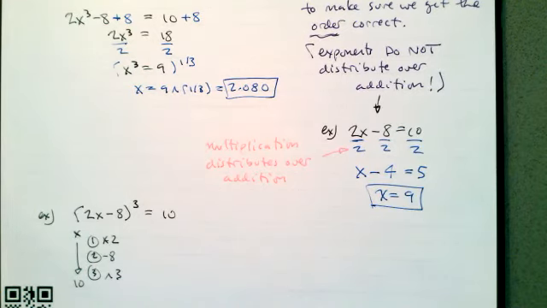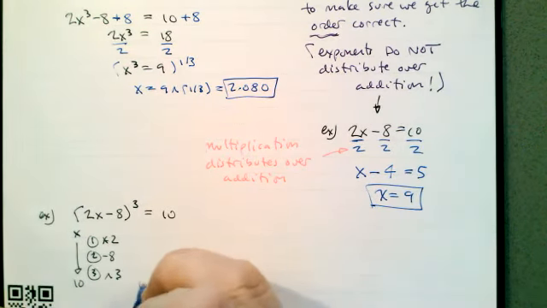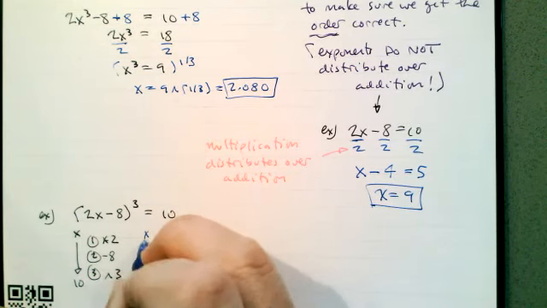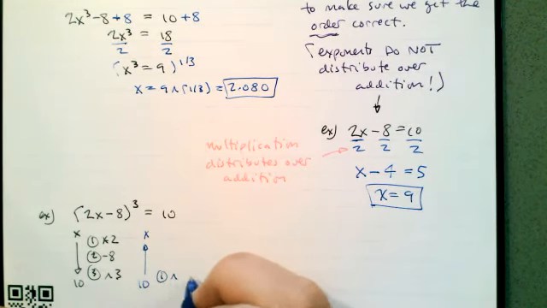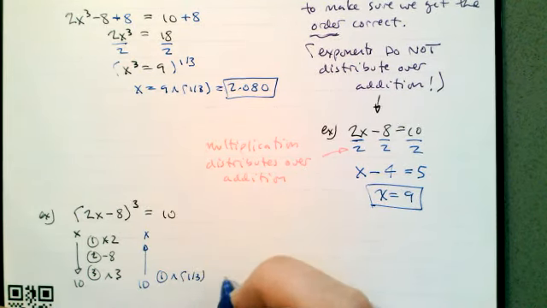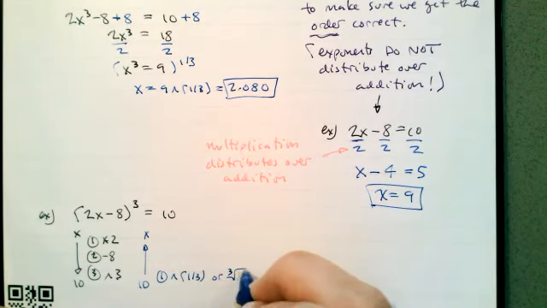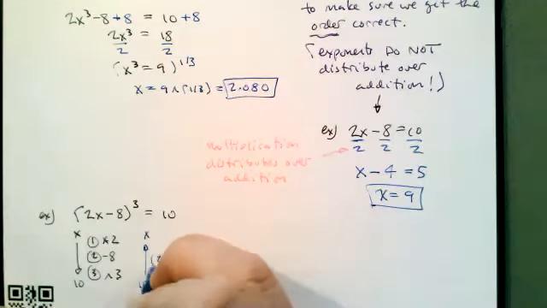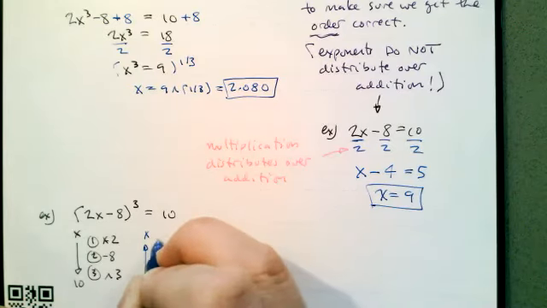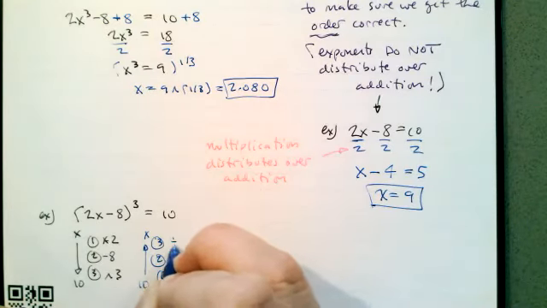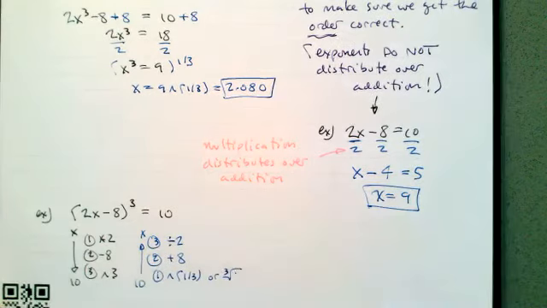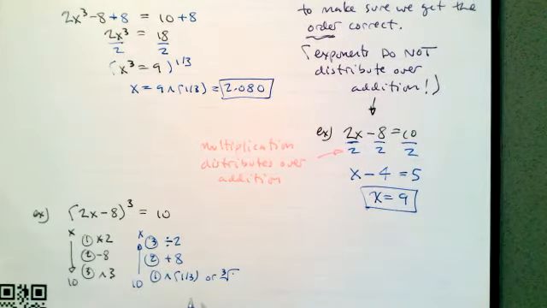Exponents before multiplication unless parentheses. Exponents before addition unless parentheses. So the parentheses said this is the order. To undo it, to turn a 10 back into an x, first we'll do a 1/3 power or a cube root. Second, we'll add 8, and third, we will divide by 2. So this is our plan for solving.